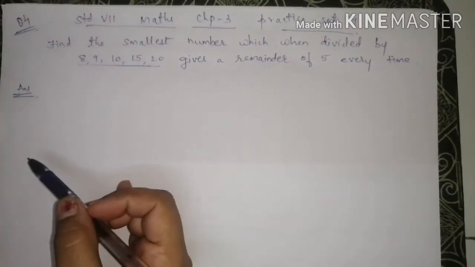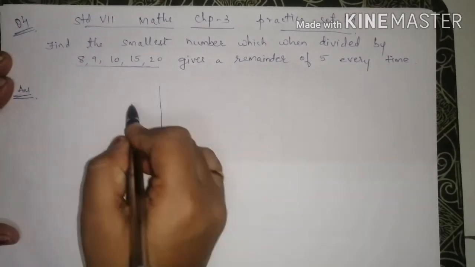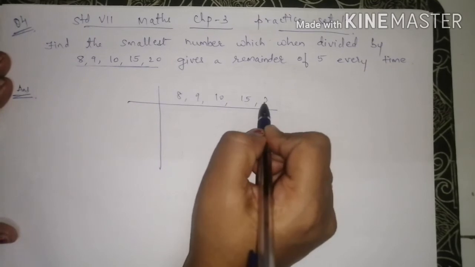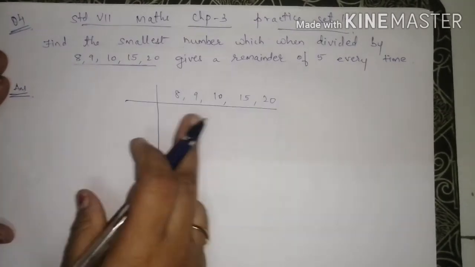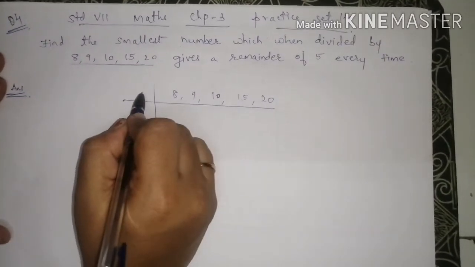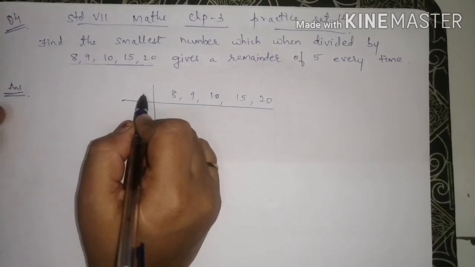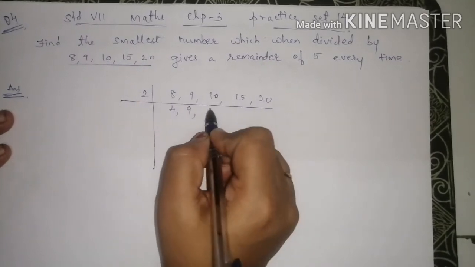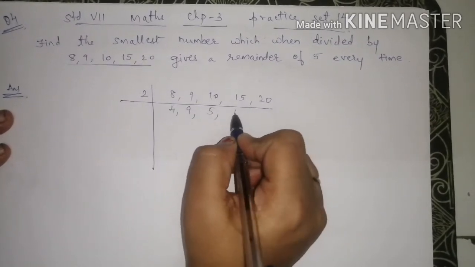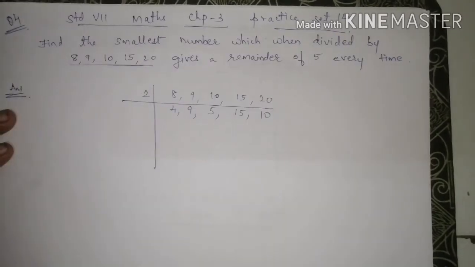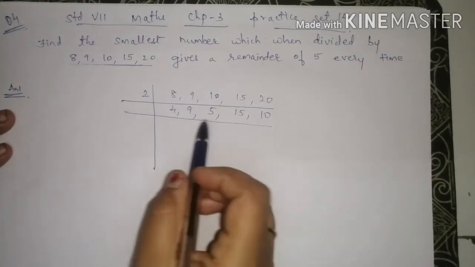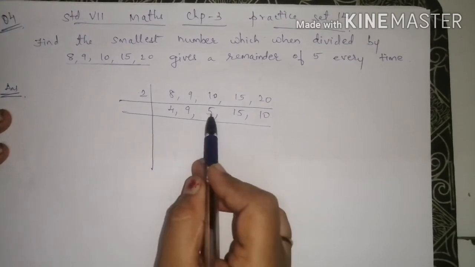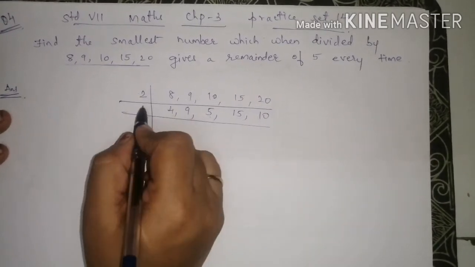So children, let us find the LCM of all these numbers together: 8, 9, 10, 15 and 20. Let's find the LCM first. Here it will get divided by 2. 2 4s are 8. Here 9 will not go. 2 5s are 10. 15 will not go by 2. 2 10s are 20. So let us again think of the table in which all these numbers will go. I think by 5 it will go. So let's take 5.